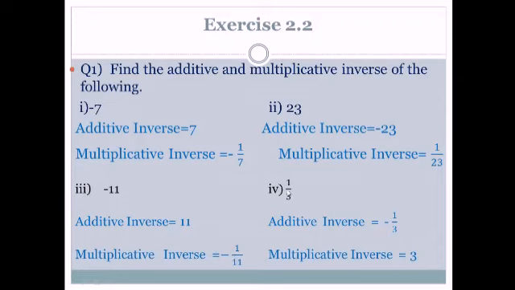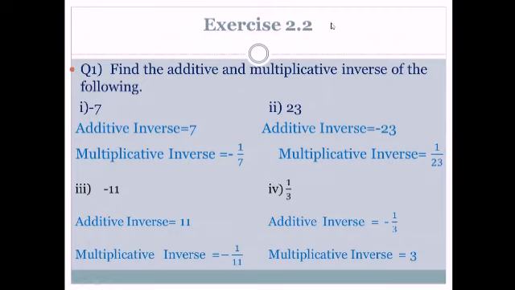So this is 1 over 3. How can you write its multiplicative inverse? 3 will go in the numerator and 1 will come in the denominator. So the multiplicative inverse is 3, because it is understood that if there is nothing in the denominator, 1 is present.